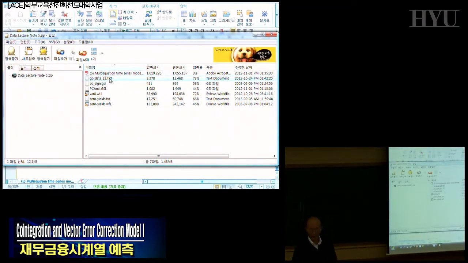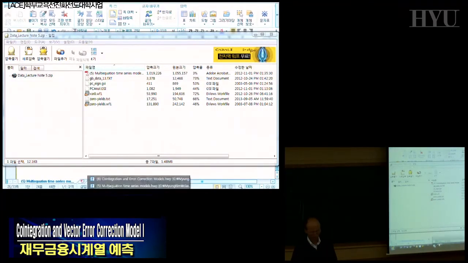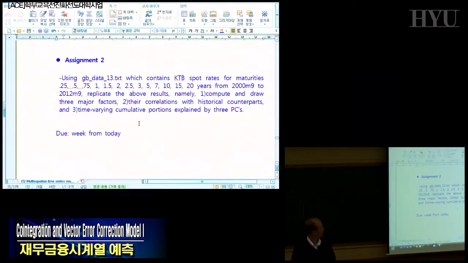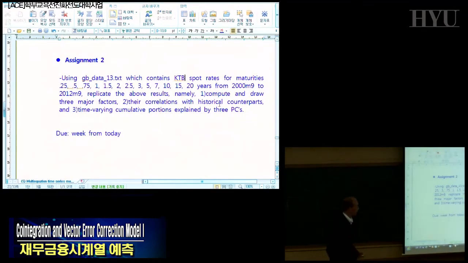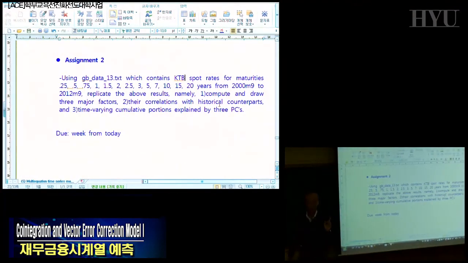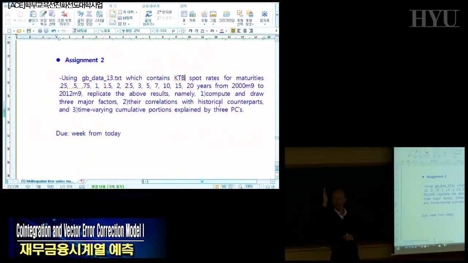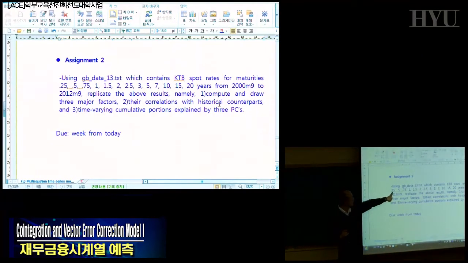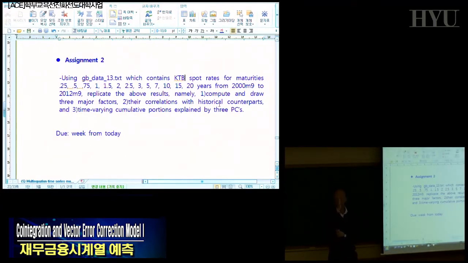Basically, this is text data of Korean treasury bond spot rates for different maturities. I believe it consists of 13 of them. The first column is a date index, and the 3-month spot rate starts from the second column, then the third, and so on. So you read the data.